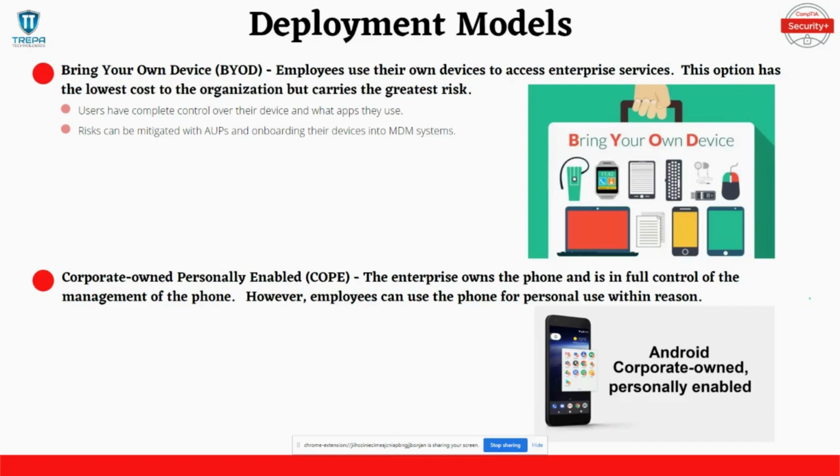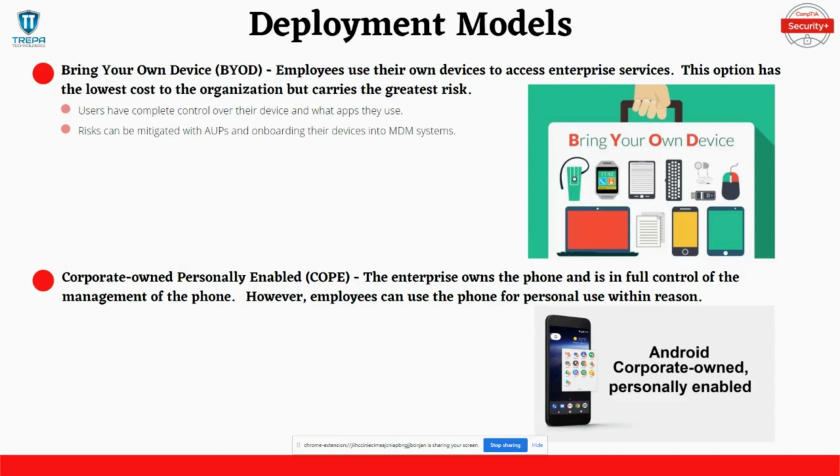And let's go over some different deployment models for our mobile devices. So we have bring your own device policy, which has users use their own devices to access enterprise services. Now, this can be a risky implementation because you cannot control everything a user does on their device. However, you can have users sign an AUP and onboard their devices into the company's mobile device management systems.